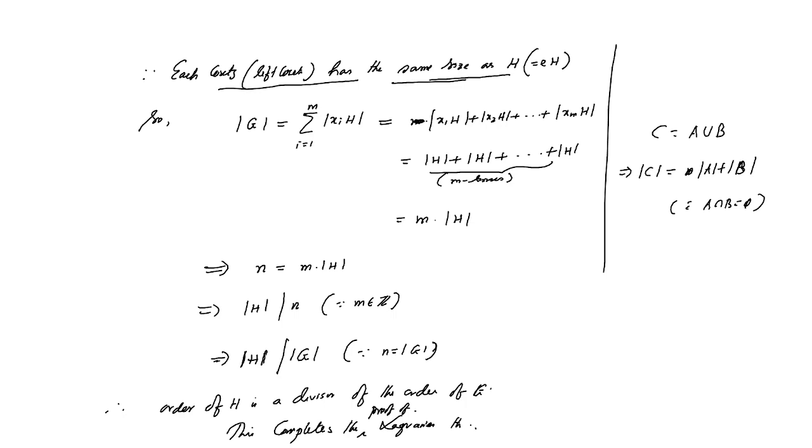Okay. Now the question is, is the converse true? That means, for every divisor of the order of G, there exists a subgroup of that order. So this is question 49: is the converse of Lagrange's theorem true? Okay, answer is no. The converse is not true.